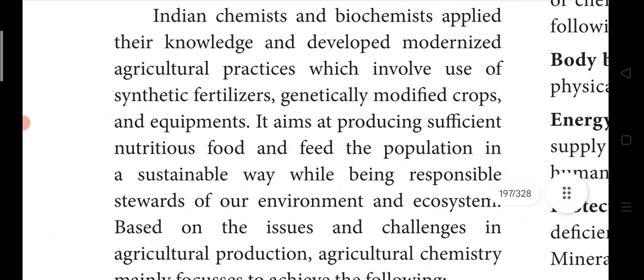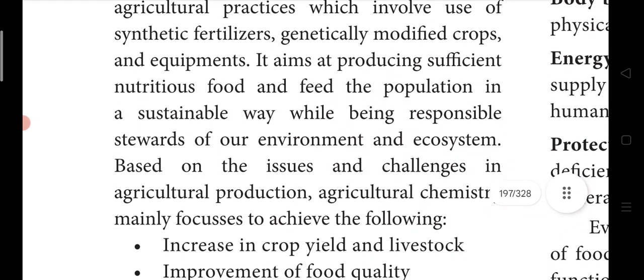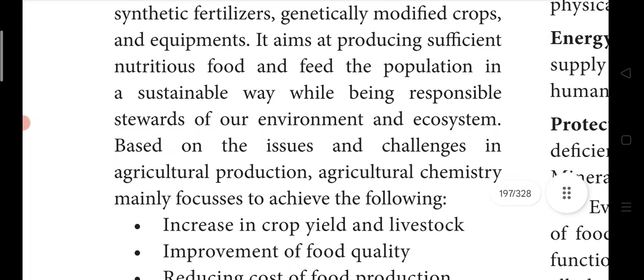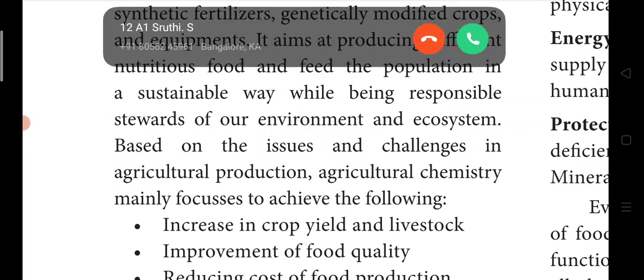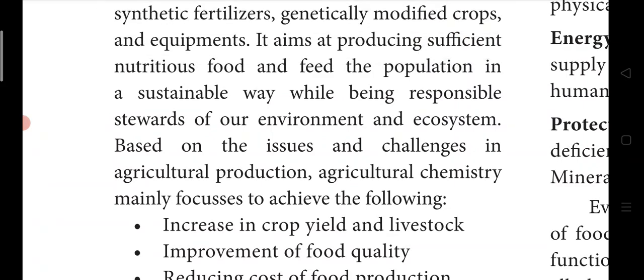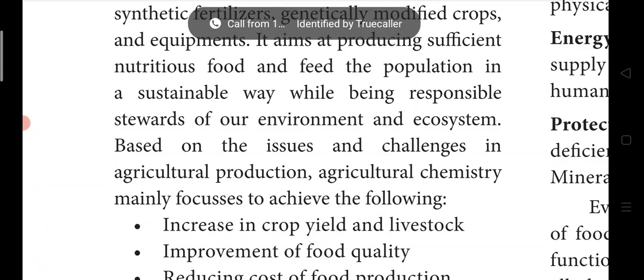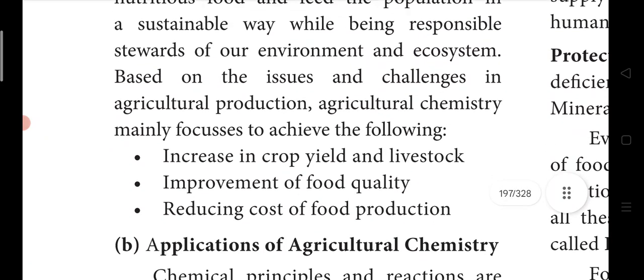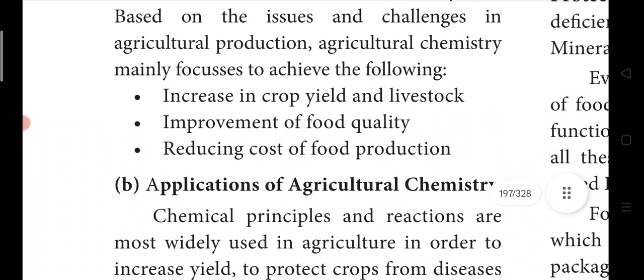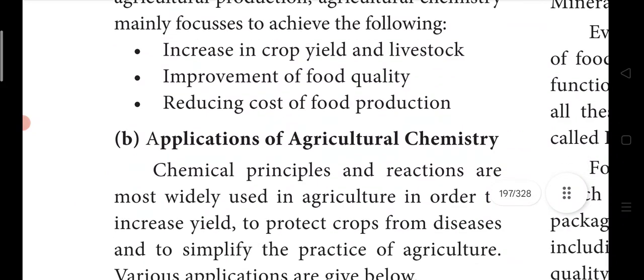So mainly it is aiming at producing sufficient nutritious food and feed the population in a sustainable way while being responsible stewards of our environment and ecosystem. Based on the issues and challenges in agricultural production, agricultural chemistry mainly focuses to achieve the following: increase in crop yield and livestock, improvement of food quality, reducing cost of food production.